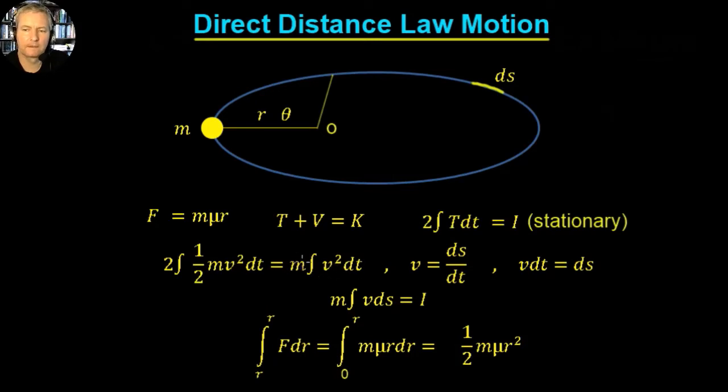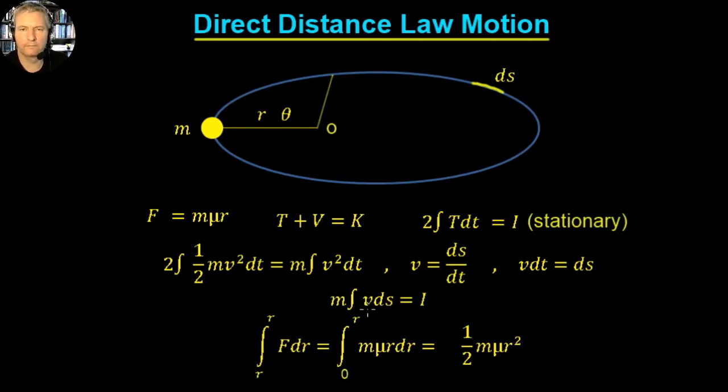Now v is the instantaneous velocity, so that's the tiny displacement ds with respect to our time dt. So therefore we can say that v dt is equal to ds. So we can put this into this little equation, and again we get m times the integral of v ds equals the value of I, and this is a thing that's stationary. But we have to go now and find out what the v is and what the ds is.